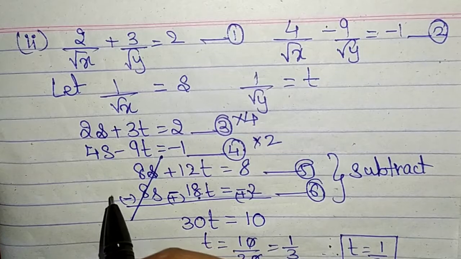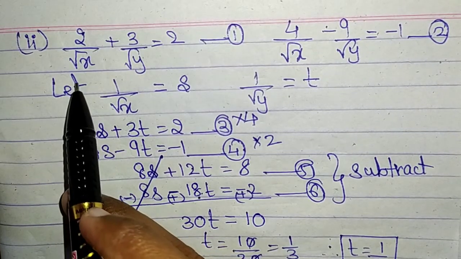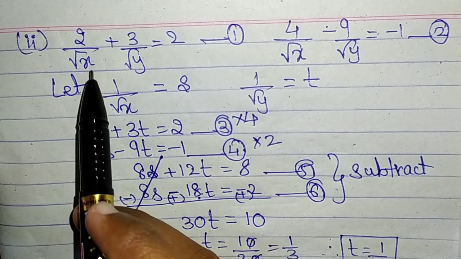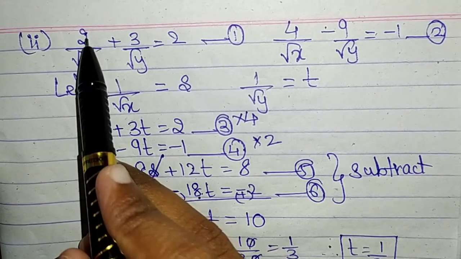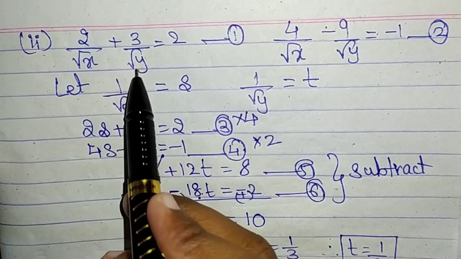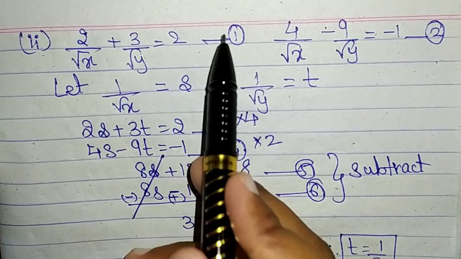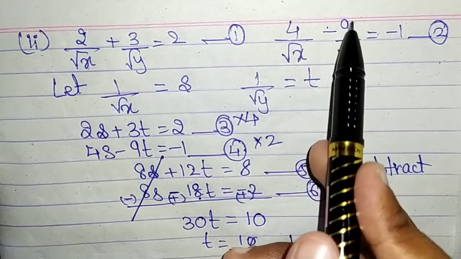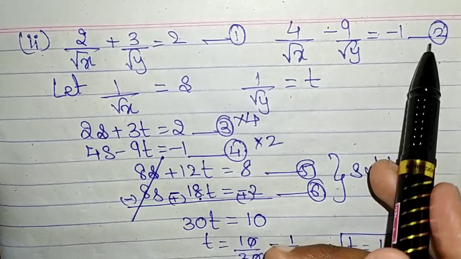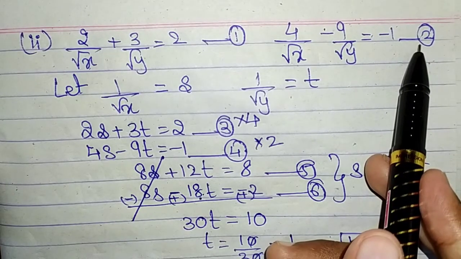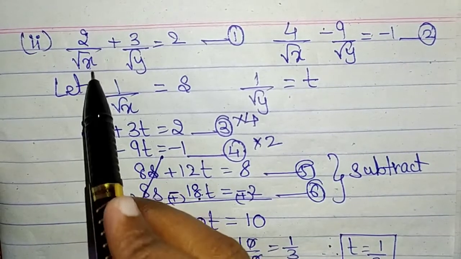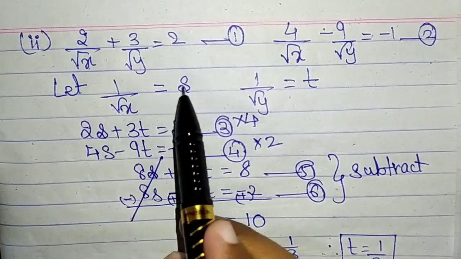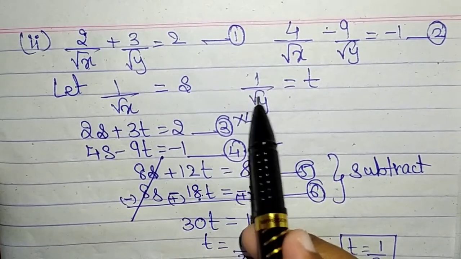So in the second sub question of main question 1 from exercise 3.6, we have the first equation: 2 by root x plus 3 by root y is equal to 2. This is the first equation. Similarly, 4 by root x minus 9 by root y is equal to minus 1. This is the second equation. It is pretty straightforward. Let 1 by root x is equal to s and 1 by root y is equal to t.